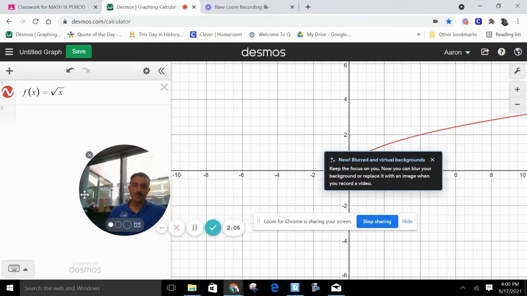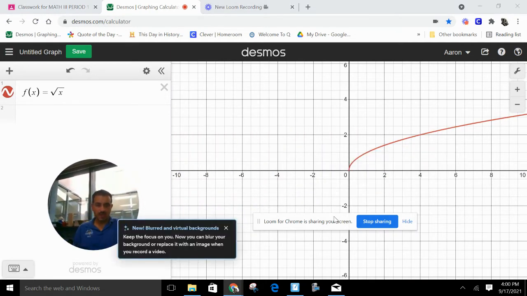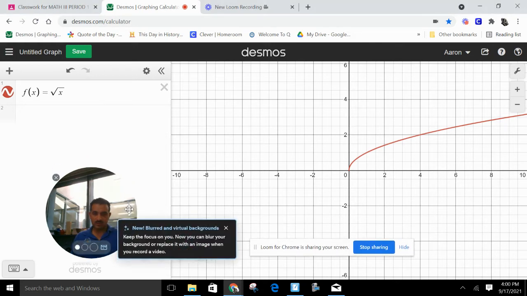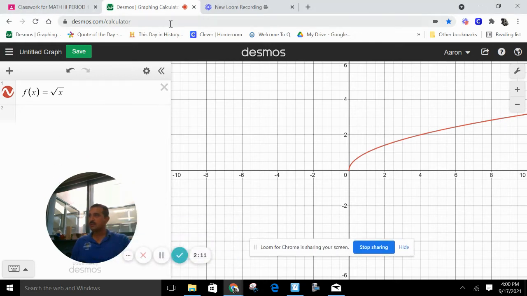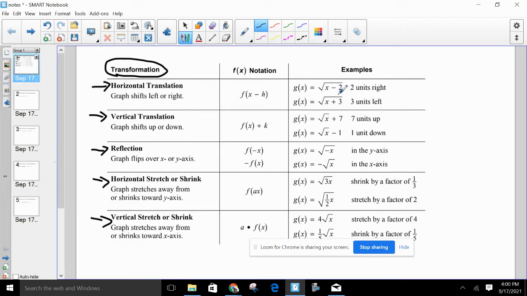Look what I'm going to do now. I'm going to create a child function that looks like the parent, but it's not going to be the parent. What I'm going to do is either subtract something from the x or add something to the x. As long as it stays within the square root symbol, then it's going to move to the right or to the left. And that's what horizontal means. So the graph shifts left or right.